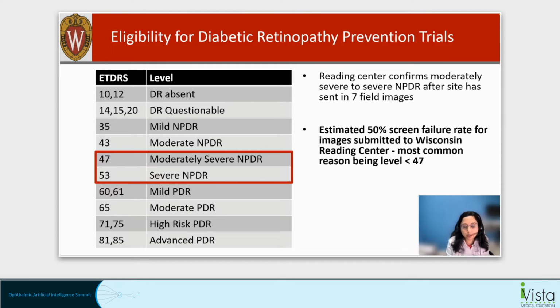So this is an ordinal scale, although the numbers are not continuous, and it goes from DR absent to advanced PDR, proliferative diabetic retinopathy. So the retina specialists are really good at ruling out proliferative diabetic retinopathy, but distinguishing various severity levels of non-proliferative diabetic retinopathy doesn't go so well in the clinic. There isn't time to go through these images in detail and arrive at an ETDRS level. So our goal was to see if AI can assist retina specialists in screening for clinical trial inclusion-exclusion criteria.